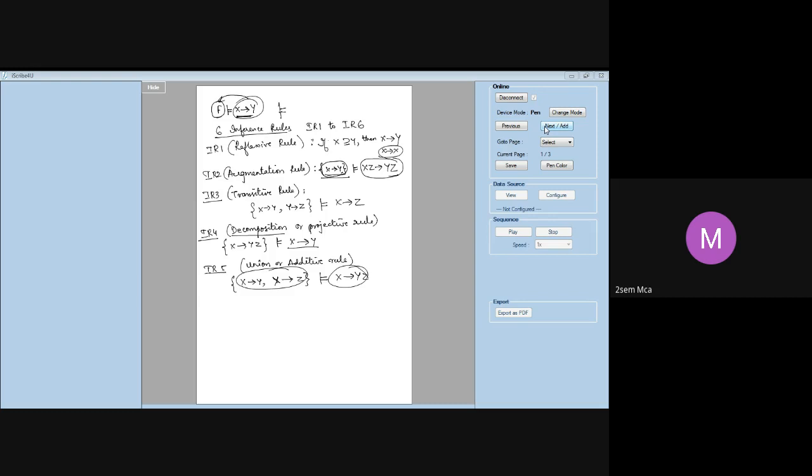The last one is the pseudo-transitive rule. What does that say? X determines Y, WY determines Z, then you can infer WX determines Z. That is the pseudo-transitive rule. Okay.